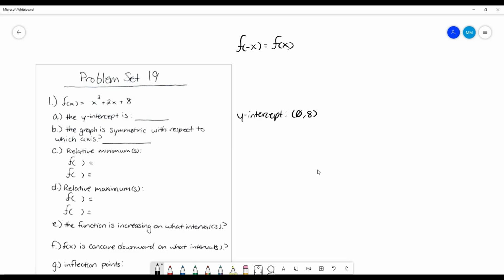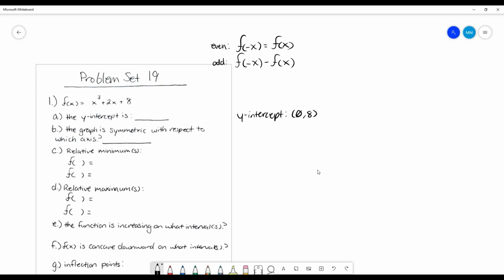It will be symmetric with respect to the y-axis if it's an even function, and the origin if it's an odd function. So algebraically figuring out if it is an even function, that's going to be the case when f of negative x equals f of x. So let's test that out. A negative x in here would be negative x cubed plus 2 times the negative x plus 8, which is not our original function. So it's not an even function.